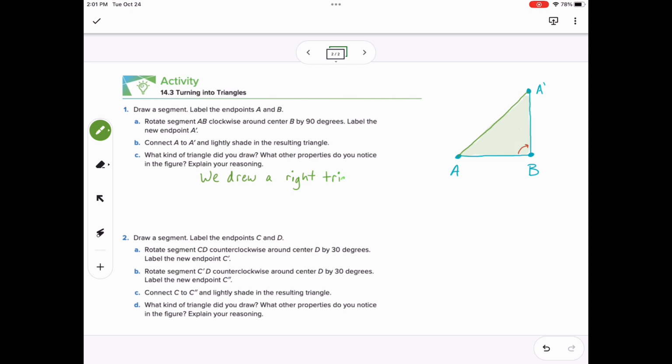But looking at this as well, it wants us to know what other properties you notice. If you think about AB and us rotating it to A prime B, rotating doesn't change the size of our stuff. So those 2 sides are equivalent to each other. They're congruent. So what kind of triangle has 2 sides that are equal to each other? If they're congruent, 2 sides, that is an isosceles triangle.